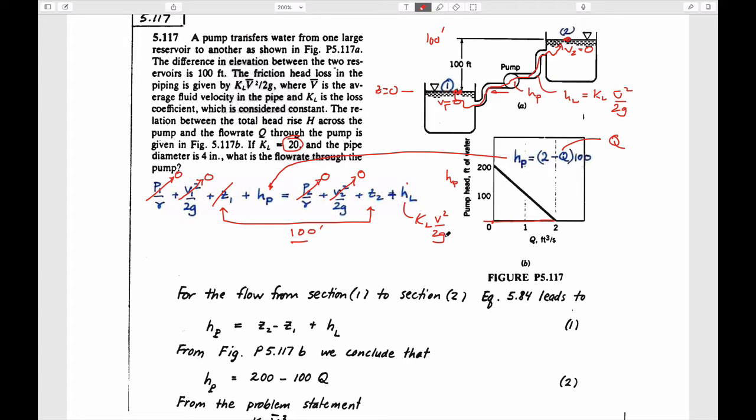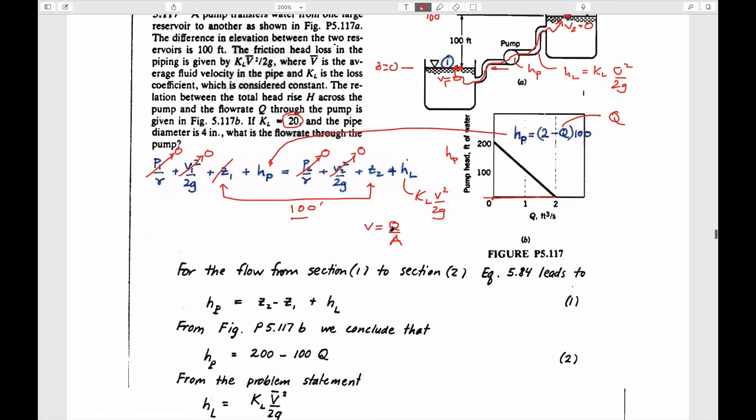But also this loss term is written in terms of Q as well, right? Because we know from continuity that the velocity is equal to Q over cross-sectional area within the pipe, whatever that cross-sectional area is. And so if we know what that cross-sectional area is, we can write this as velocity squared is equal to Q squared over A squared. So in other words, we have a velocity squared term which lives in here.